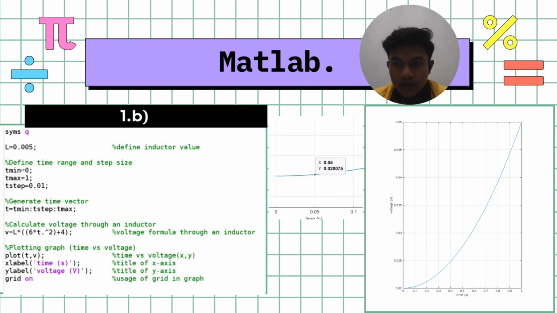To find the voltage when t equals 50 milliseconds, or 0.05 second, we just zoom in on the graph, and then we will get 0.020076 as the answer for the voltage when t equals 50 milliseconds.